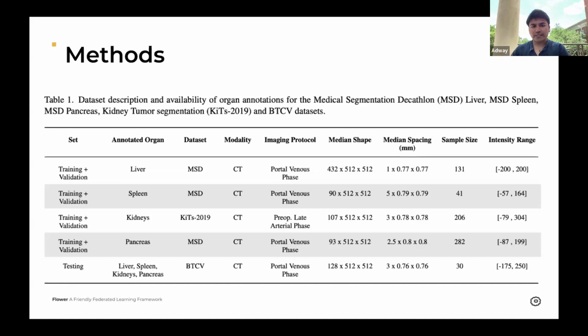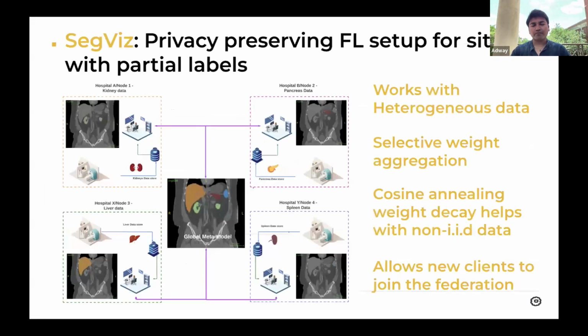And we had a completely different test set, the Beyond the Cranial Vault BTCV data set, which we chose as an external out-of-distribution data set to test our model on. From this table, notice how every data set at the client has a different shape, different spacing, and a different sample size. So this was again a non-trivial problem to ensure that federated learning would be able to effectively aggregate this knowledge because of just how heterogeneous this data was.